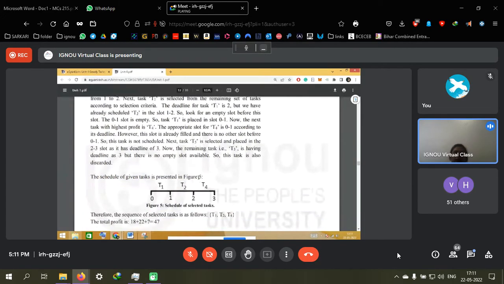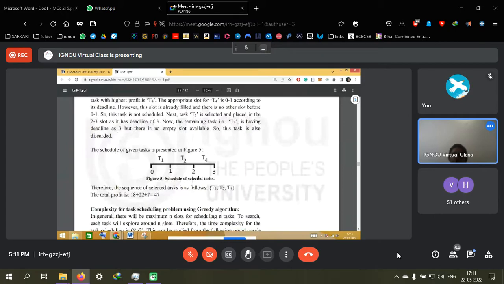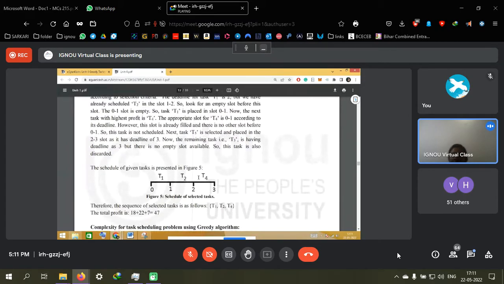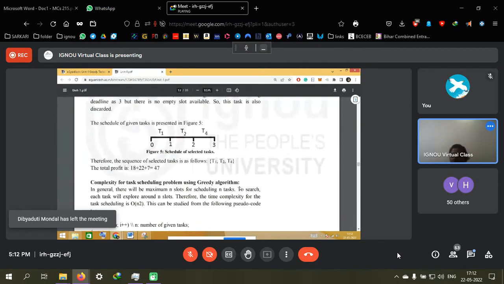Right? Similarly, we have to do all these things. Again, we have to select T5. We have to place it in slot 2 or 3 because it has a deadline of 3. But now we can't do this because there is already T4 here. So that's why we get the profit 18 plus 22 plus 7: the T1 value, the maximum profit, the T2 value, and the T4 value.